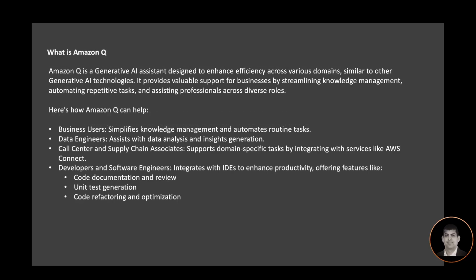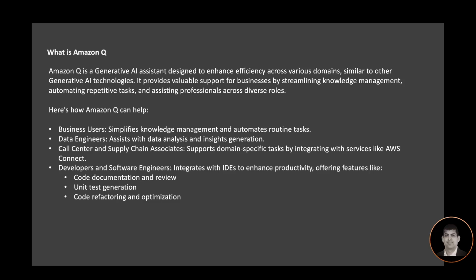So let's look at what Amazon Q is. Amazon Q is a generative AI assistant designed to enhance efficiency across various domains, similar to other GenAI technology. It provides valuable support for businesses by streamlining knowledge management, automating repetitive tasks, and assisting professionals across diverse roles.